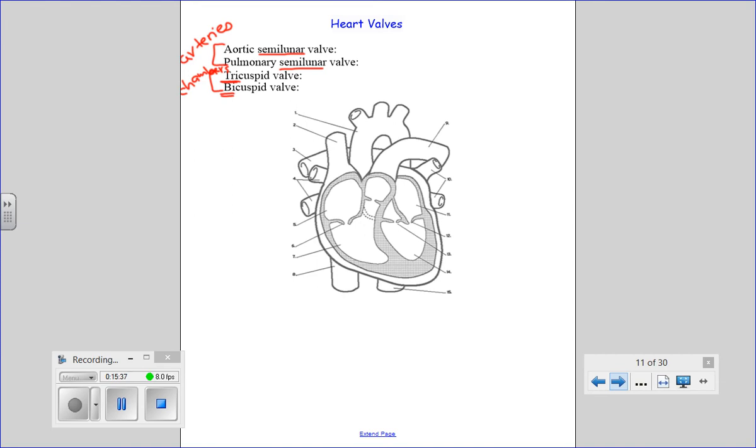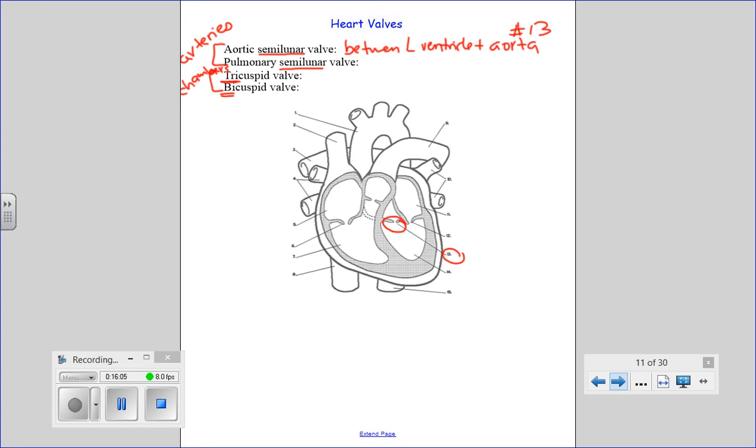So if we start by talking about the aortic semilunar valve, it is the valve between your left ventricle and your aorta. So on the diagram, right here, number 13 is your aortic semilunar valve.